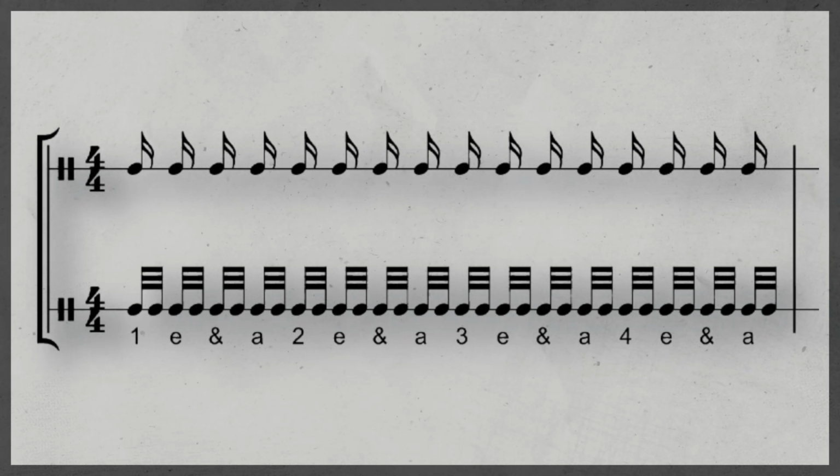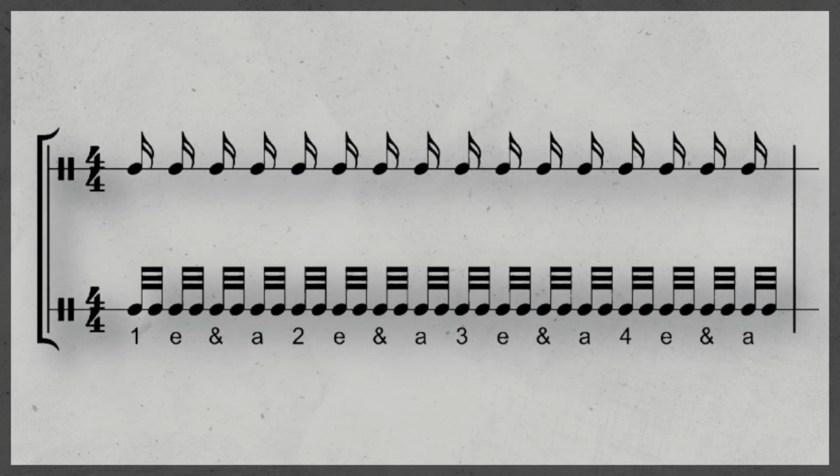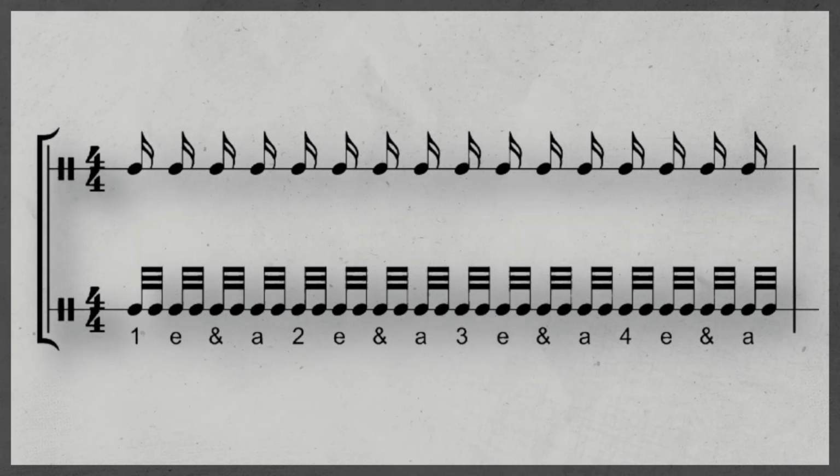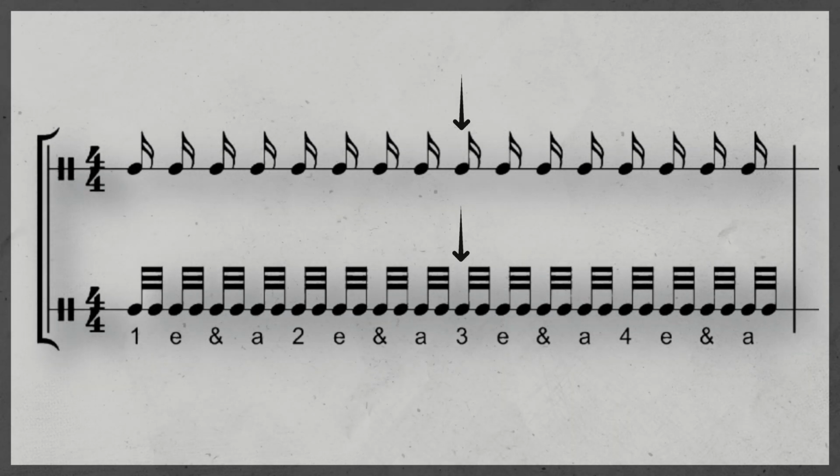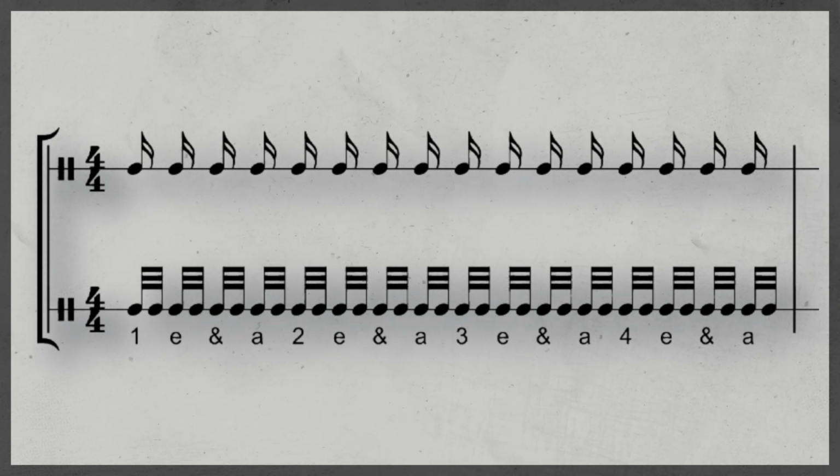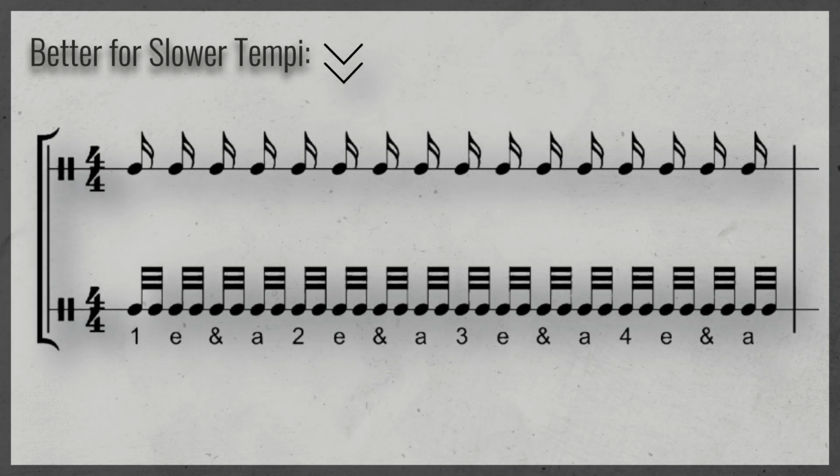With a 16th note counting scheme, take a similar approach by counting 1 e and 2 e and, while making sure to play 2 evenly spaced notes per count. This method would work better for a slower tempo range.